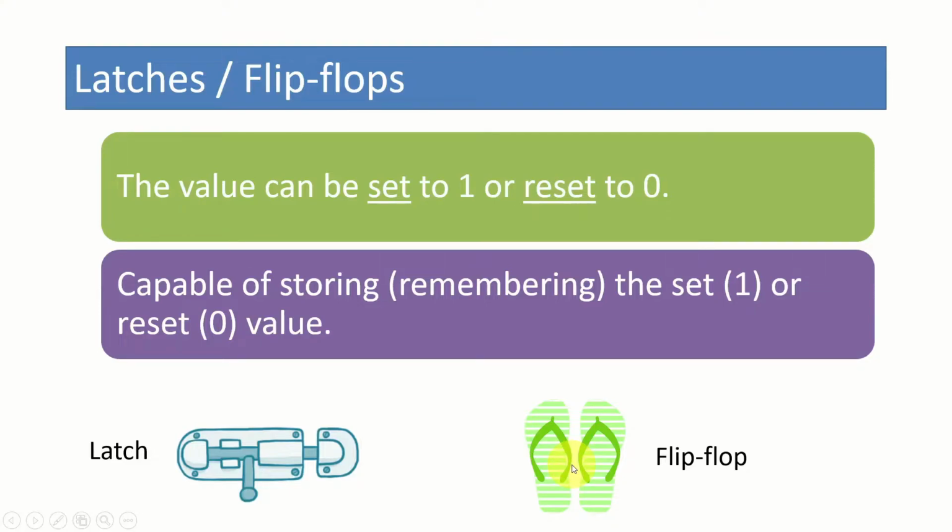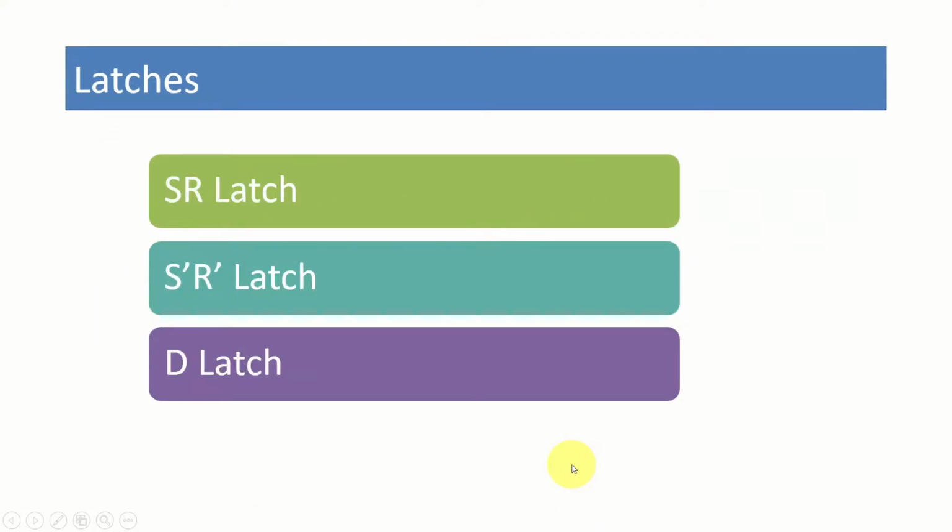In this session, we are only interested in latches for two reasons. The first one is that the latch is the component that is easier to understand. The second thing is, in order to understand flip-flops, first we have to understand latches because flip-flops are made of latches. There are different types of latches: the SR latch, the S-bar R-bar latch and the D latch. Those are the more widely used latches. Here we are interested in the SR latch, the basic latch.